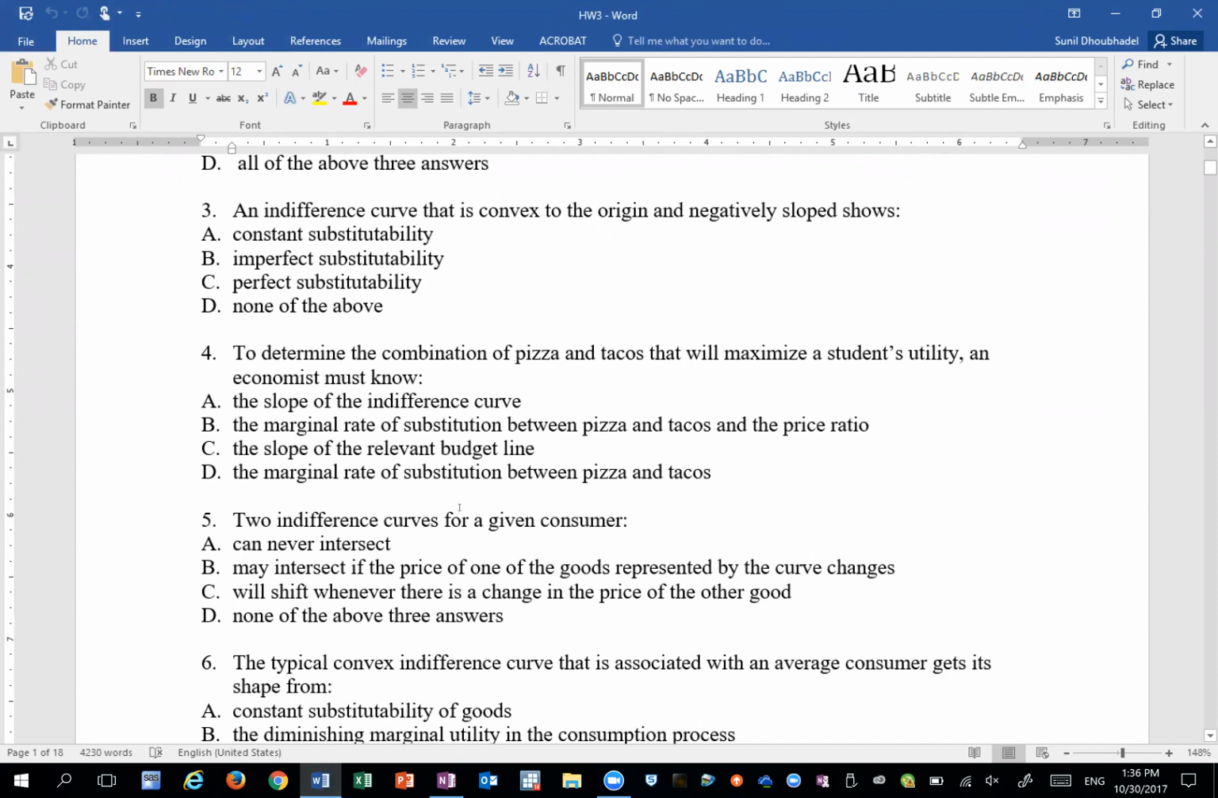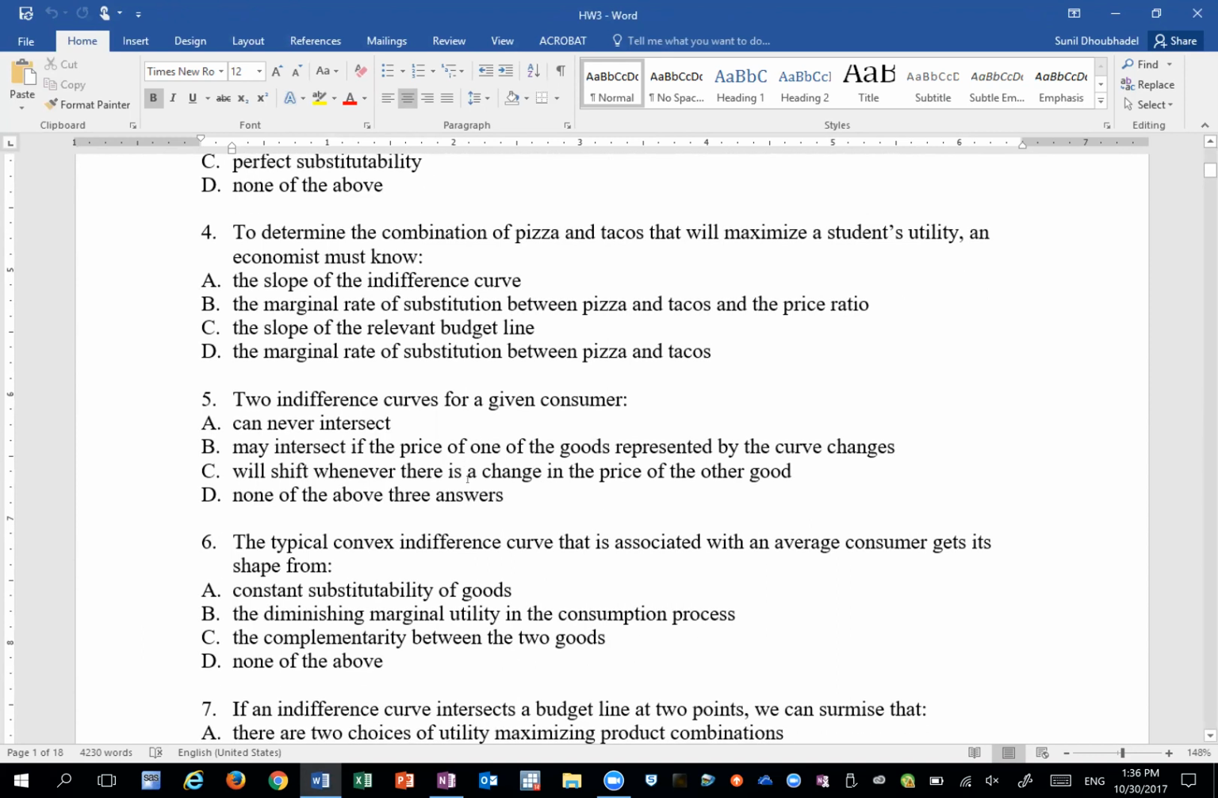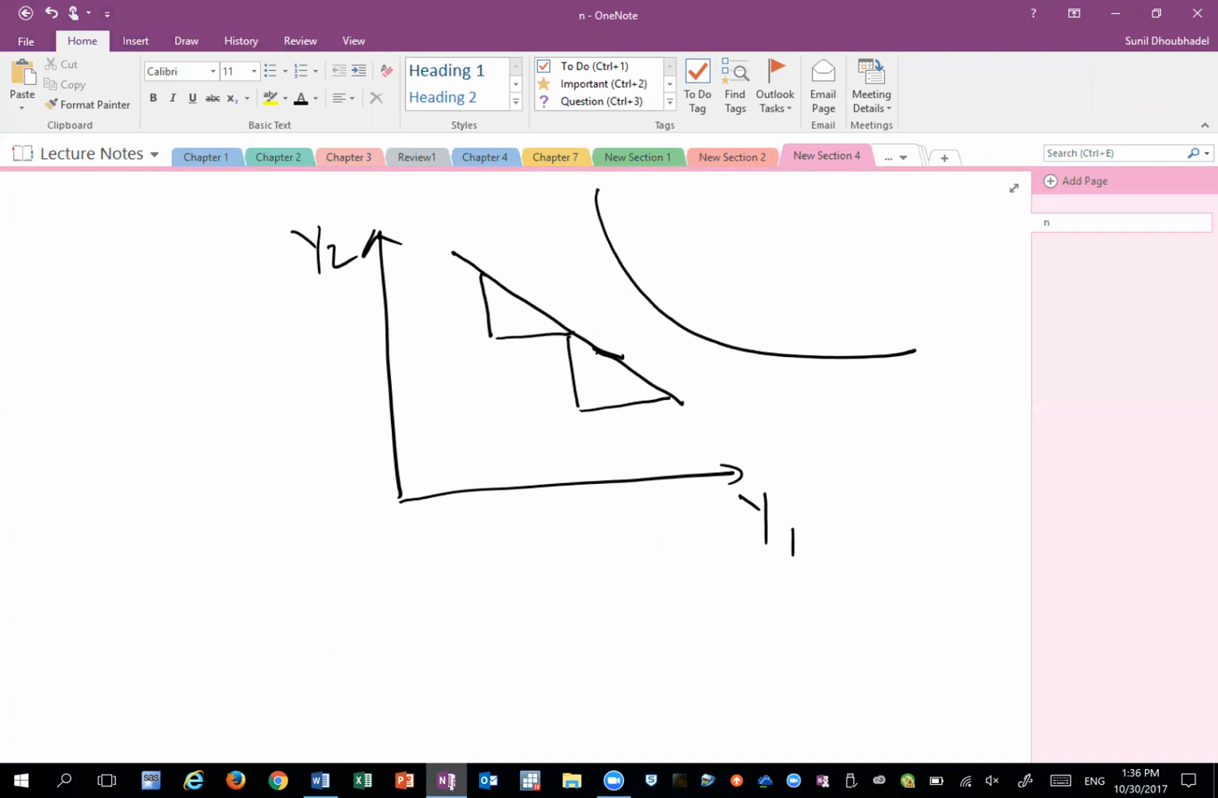To determine the combination of pizzas and tacos that will maximize a student's utility, an economist must know the slope of the indifference curve, the marginal rate of substitution between pizza and tacos, and the price ratio, the slope of the relevant budget line, the marginal rate of substitution between pizzas and tacos. And price ratio, because that is the utility maximizing condition, okay? Right? If you remember, guys, we discussed that.